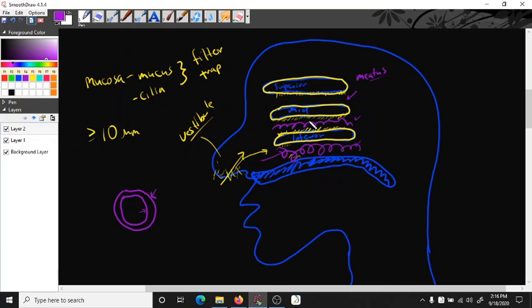Not only is it going to trap those particles, that cilia, once it's trapped, is going to direct those particles back to your pharynx. And that leads down into the esophagus. So it can go into your stomach, and those pathogens and those particles can get exposed to the stomach acid and get destroyed. It's really important.